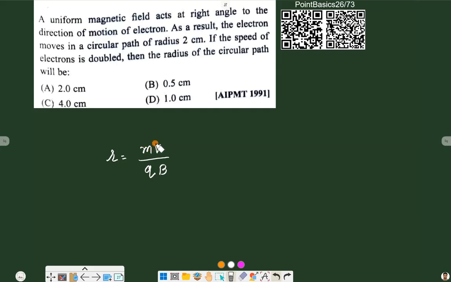So if the velocity is doubled, then the radius will also get doubled, and as the initial radius was 2 centimeter, if we double the speed, the radius will also double, so 2 into 2, 4 centimeter will be the right answer here. Moving to the next one.